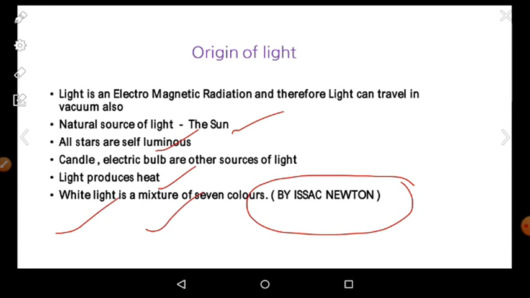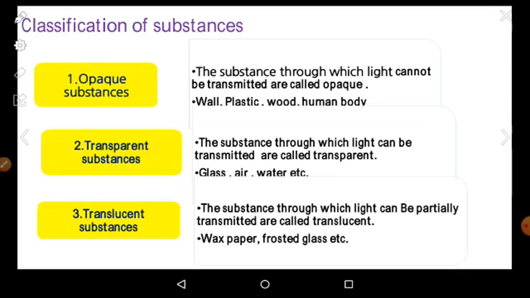Light is emitted or released by an object which is called a source of light. Stars are natural sources of light, and we have other sources also, like electric bulb, torch, candle, and oil lamp. Coming to the substances, they are classified into 3 groups as per the propagation of light, whether the light can penetrate or propagate through them or not.